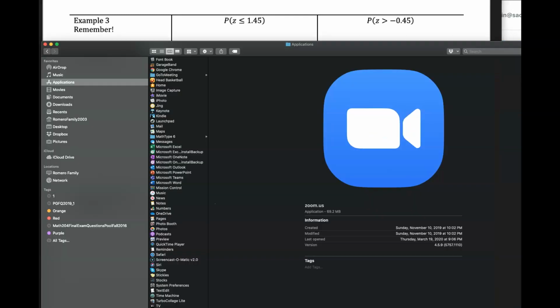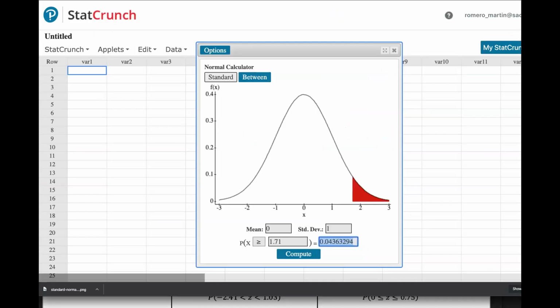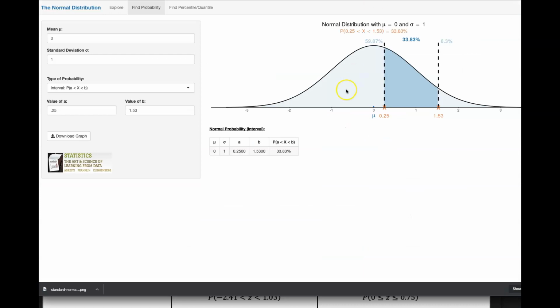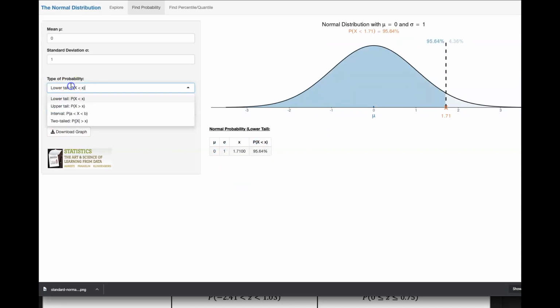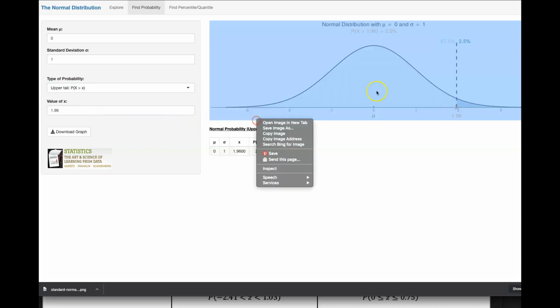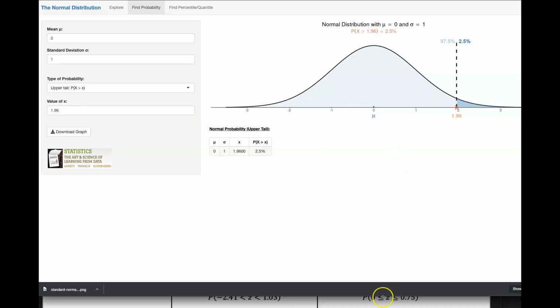Then you would do the same thing in the Art of Stat. Break it into the two groups: less than negative 1.71, and you got your answer there. Then you want the greater than 1.71, and you got your answer, and add those both together. So that's what we're looking at.